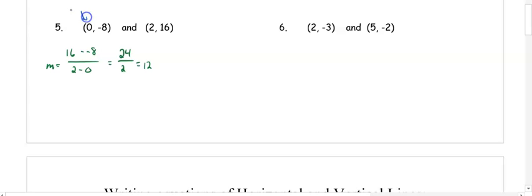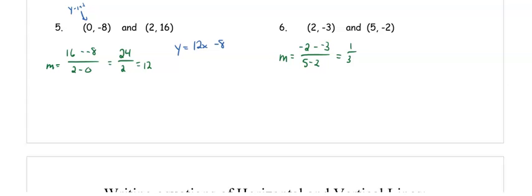In number 5, we don't have a slope yet, so we're going to find our slope. 16 minus negative 8 over 2 minus 0. That gets us 24 over 2, which reduces to 12. Again, we have the y-intercept, so we can write the equation y equals 12x minus 8. In number 6, we have negative 2 minus negative 3 over 5 minus 2. So that gets us 1 over 3.